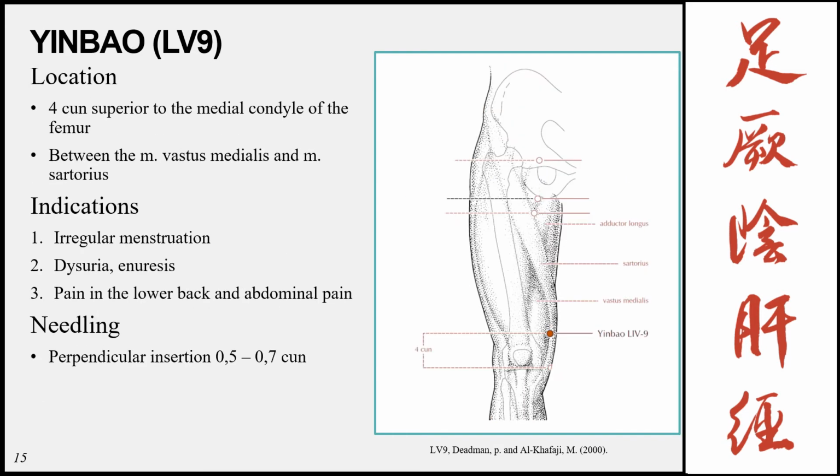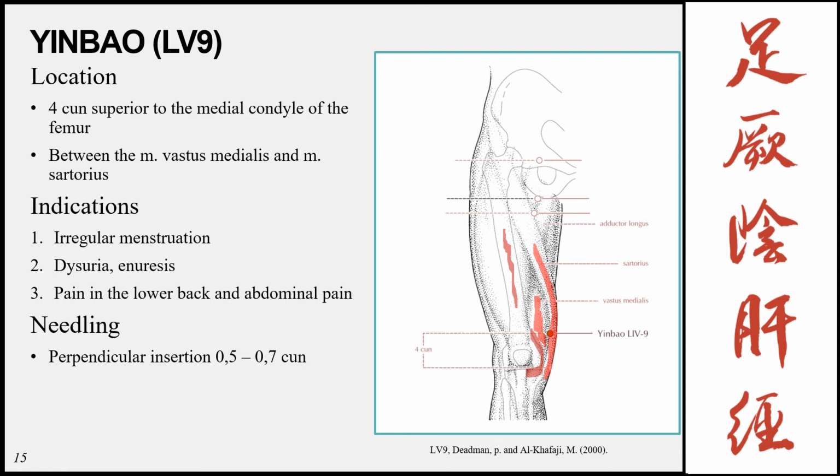The next point is YINBAO, liver 9. So this point is located 4 tun superior to the medial epicondyle of the femur. So that's this bone now, we're at the femur. Here's the femur, and here's its medial epicondyle over here. And we've got to be 4 tun superior to this point. And it's between the vastus medialis muscle, this muscle over here, and the sartorius muscle, which is this muscle that runs or wraps around like this.